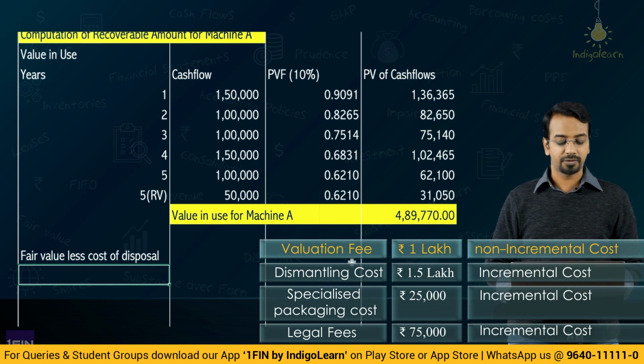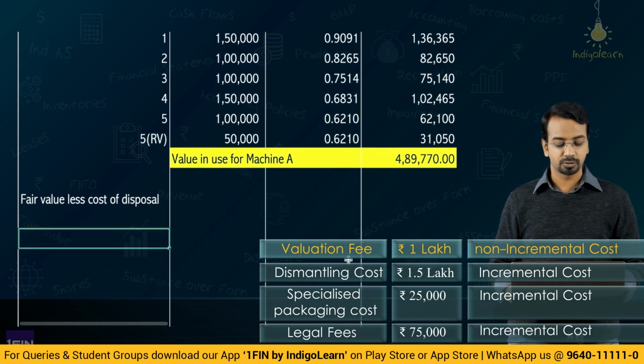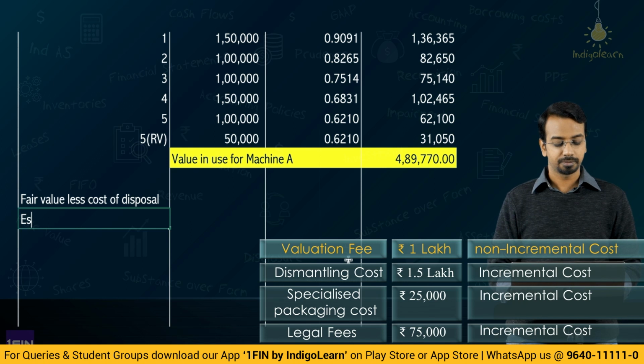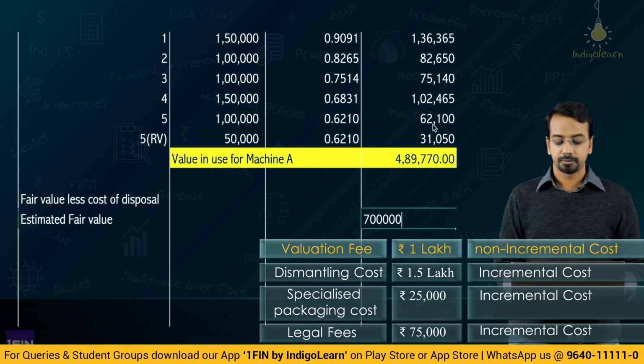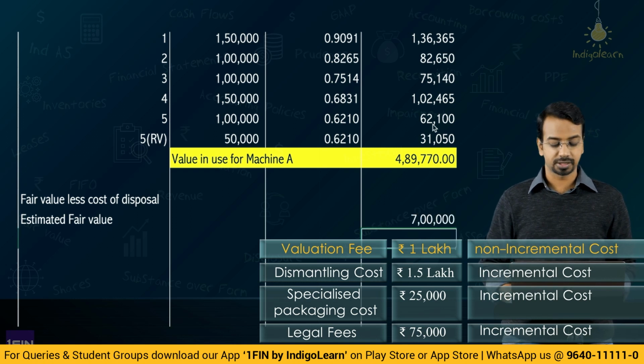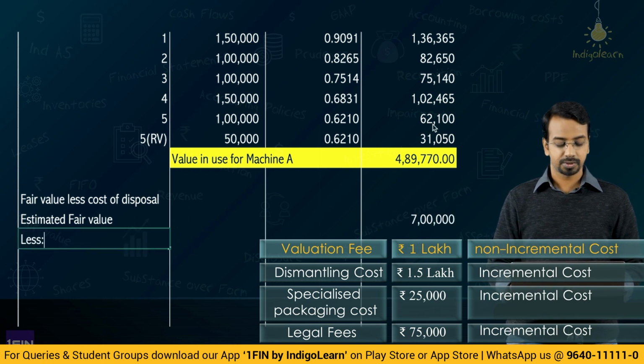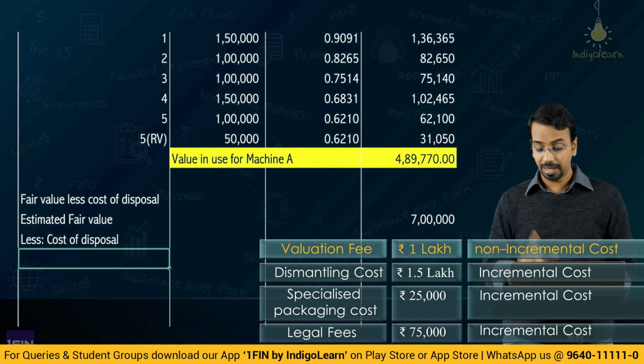So, to arrive at fair value less cost of disposal, we have to see what is the estimated fair value, the current market value, that is given to be 7 lakhs. The estimated fair value is given to be 7 lakhs, that is the first thing. Then less cost of disposal. What are the cost of disposal? First cost that you have, valuation fee, is not a cost of disposal, we have already discussed that.